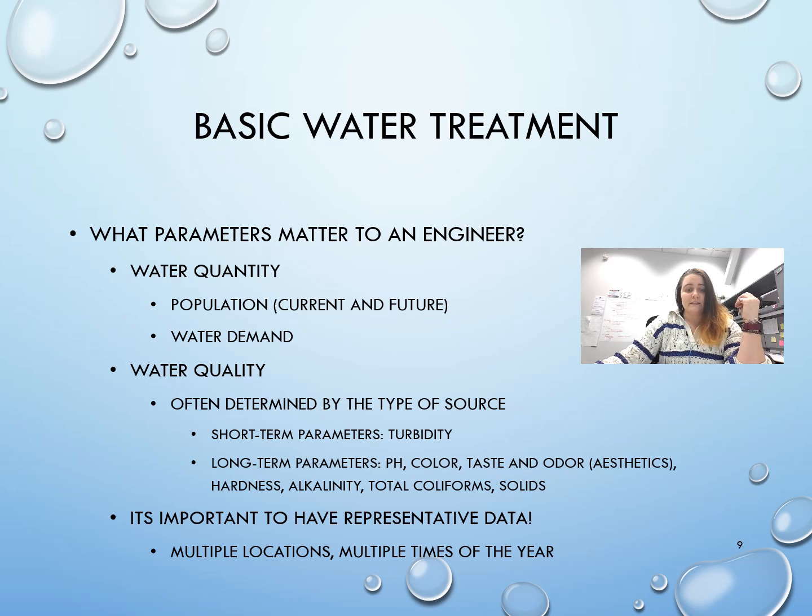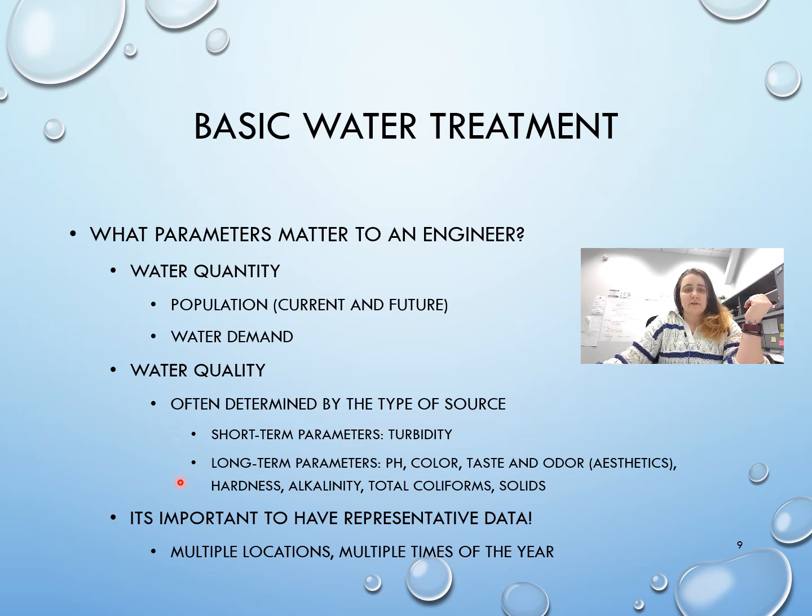Hopefully now you can see that water quantity is a big one when it comes to choosing different treatment operations, and we'll talk about this in detail, but it often is determined by the type of source. So if we have a surface water, you'll see that we have lots of different unit processes, and that's because we have suspended things in the water, we have contaminants that we generally don't see as much in groundwater.